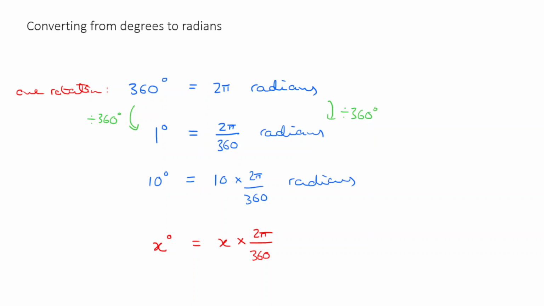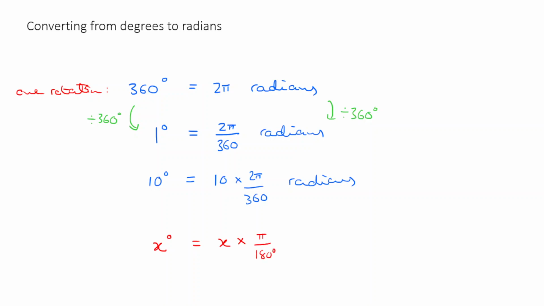But of course, I can simplify 2 pi over 360, can't I? Because I can divide top and bottom by 2. Right, so I get pi over 180. I just rewrite that and say that multiplying x by pi divided by 180 degrees.